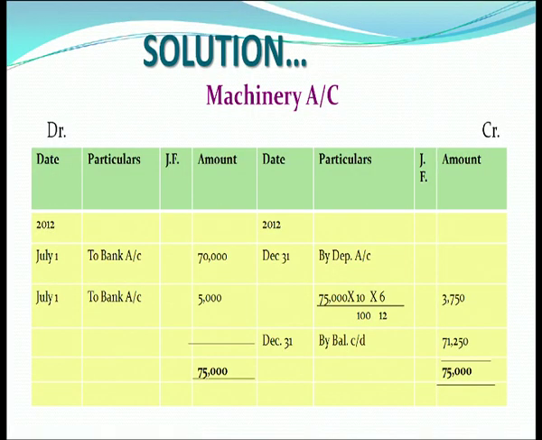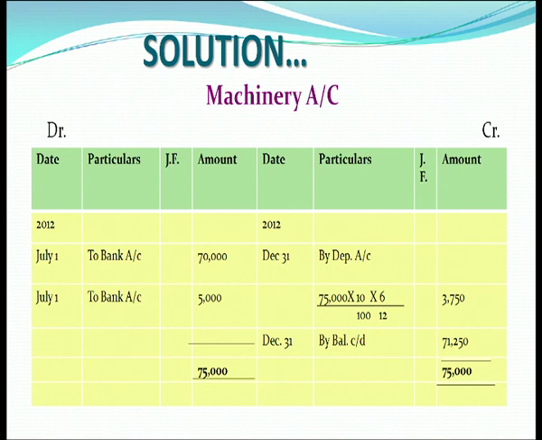So now let us learn how to prepare the machinery and the depreciation account. The machinery account is a ledger account with debit and credit side. The first journal entry that you will be making is on the date when you buy the asset. When you buy the asset, the procurement price is 70,000. So the accounting entry becomes machinery account debited to bank account. As you can see in the machinery account, on 1st July 2012, to bank account 70,000. And you are incurring another 5,000 for the installation. So again, machinery account debited to bank account for the installation amount, that is 5,000.